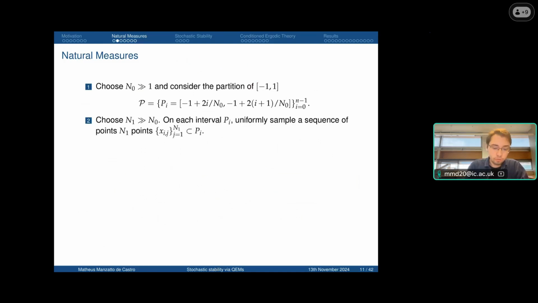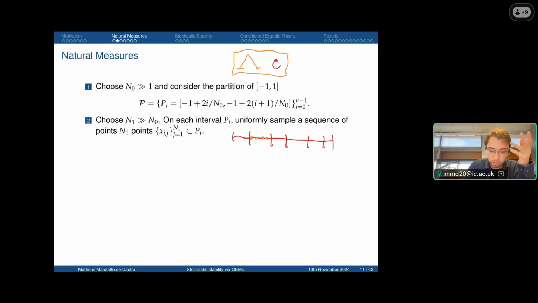After this, you choose some n1, which is much greater than n0, such that in each element of your partition you uniformly sample a sequence of points. So you have your interval, you have your partitions, and then you choose a lot of points in these elements of the partition. The next procedure is, again, remember that we are trying to understand the behavior of points on the repeller. So you need to detect the points that more or less stay close to the repeller.